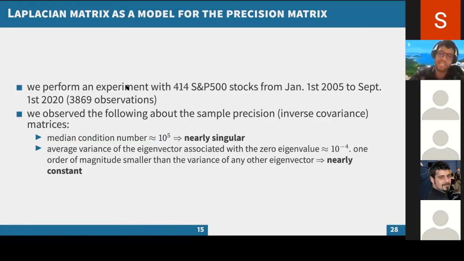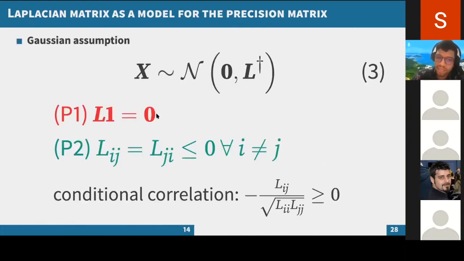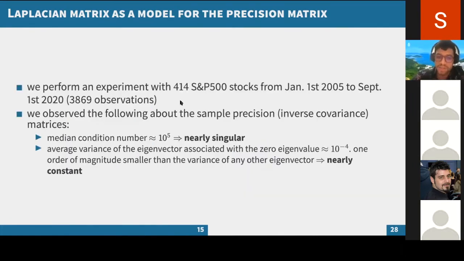Then I divide this data set into many overlapping chunks, and I compute the sample precision matrix of those overlapping chunks of data. What I observe on the condition number of those matrices is that it's very large, which means that the matrix is nearly singular. So it's aligned with the fact that our Laplacian matrix is singular, right?